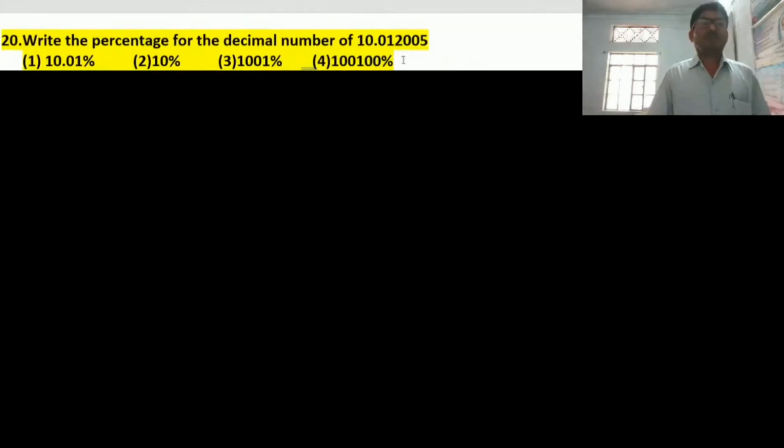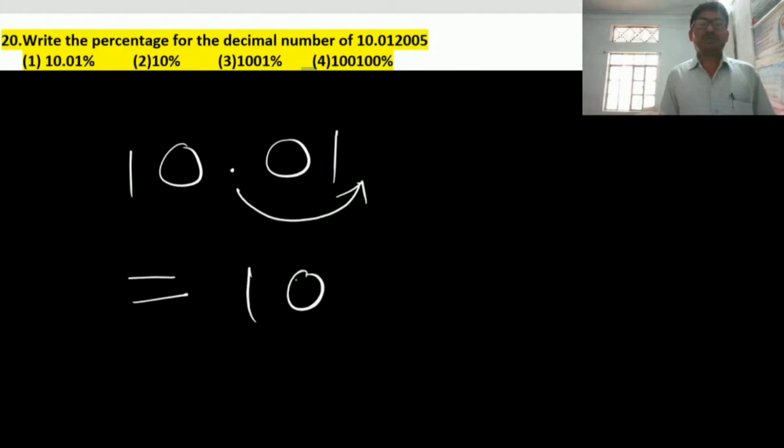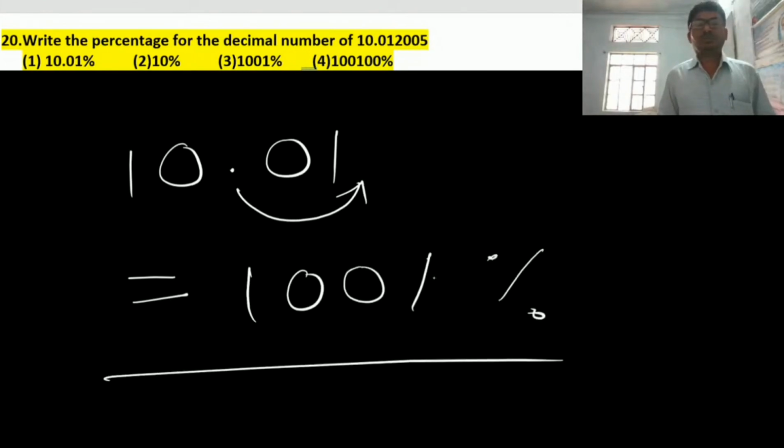Question number 20. Write the percentage for the decimal number 10.01. To convert a decimal into a percentage, simply shift the decimal to the right by 2 places and keep the percentage sign. So 1001 percentage. Option 3.